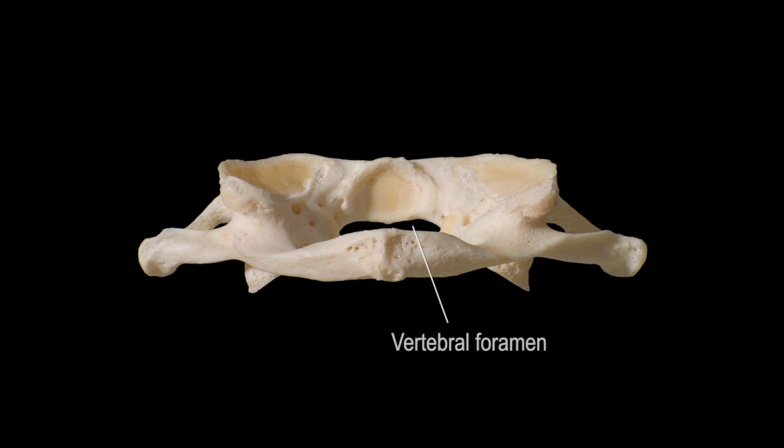We can also see in the center here some of the vertebral foramen. The vertebral foramen of the atlas, along with the vertebral foramina of the rest of the cervical spine, and indeed the rest of the entire spine, form the spinal canal through which the spinal cord passes. Now let's take a look at the articular surfaces of the atlas.